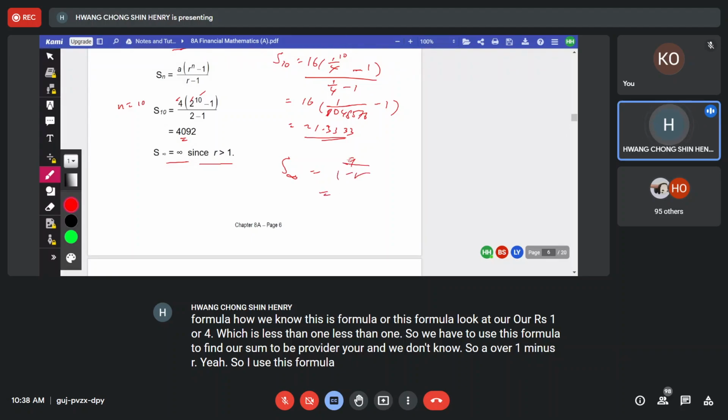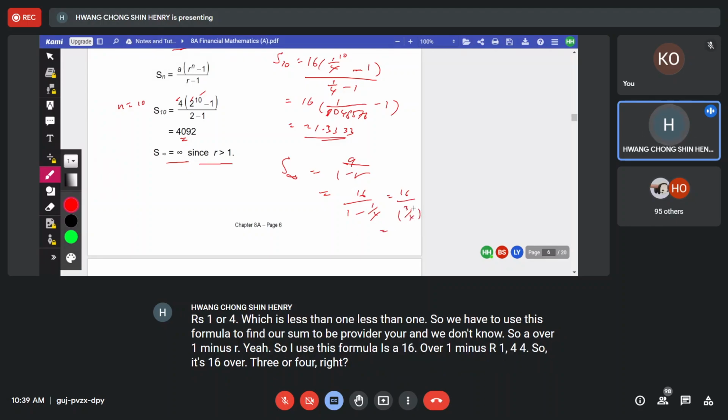a is 16 over 1 minus r, 1/4. So we have 16 over 3/4, right? Times 4, 64 over 3. This is your sum to infinity. Okay.